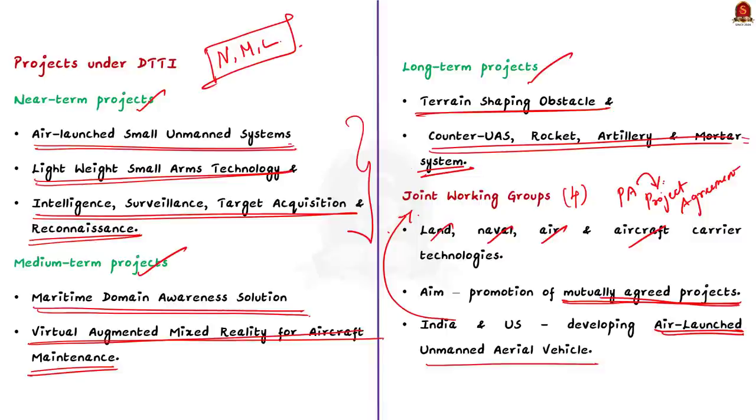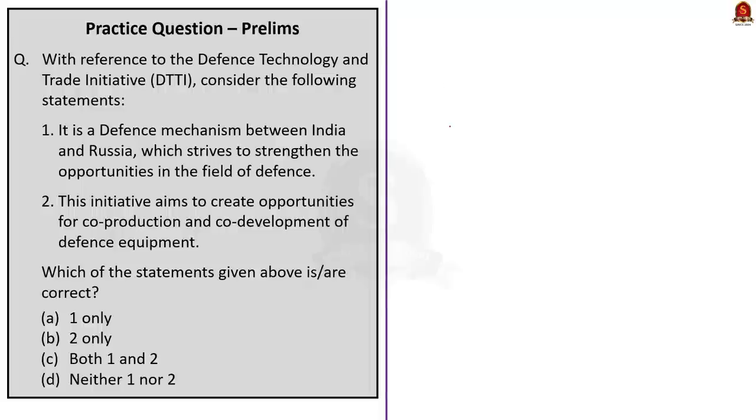Now, that's all for this article discussion. In this discussion, we saw about the project agreement for the air-launched unmanned aerial vehicle. We saw about the Defense Technology and Trade Initiative of India and the US. We saw the aims of this initiative. And after that, we moved on to see about the projects under DTTI.